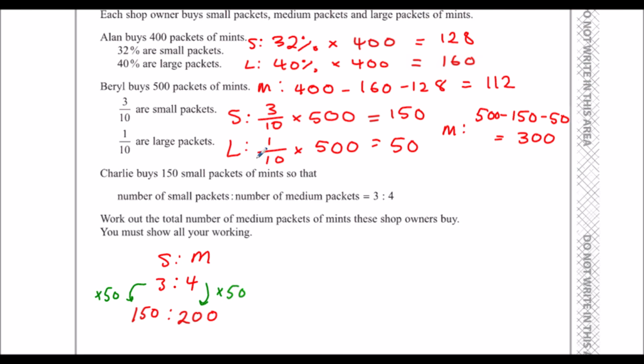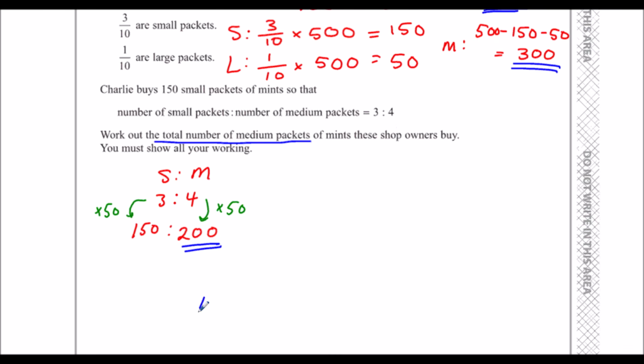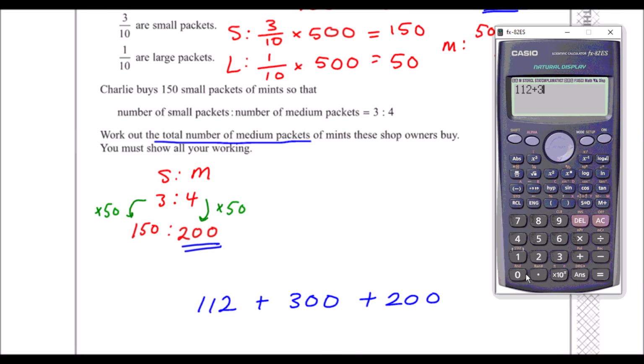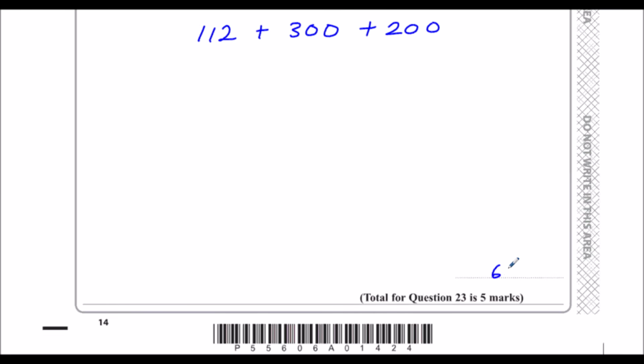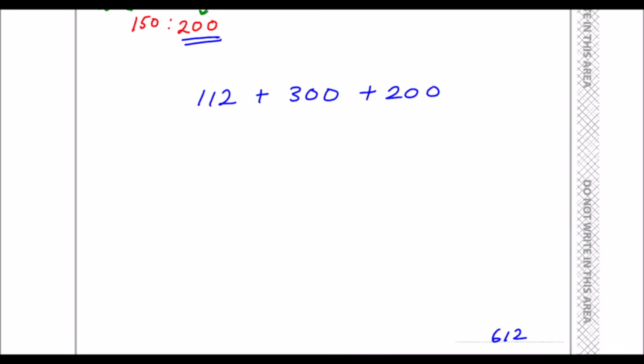We could work out the large. Let's look at the question. So it says work out the total number of medium packets. So the total number of medium packets, 112, 300 and 200. So we add them up, 112, 300 and 200. And that's 612 packets of medium mints.